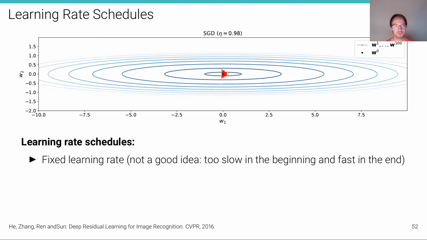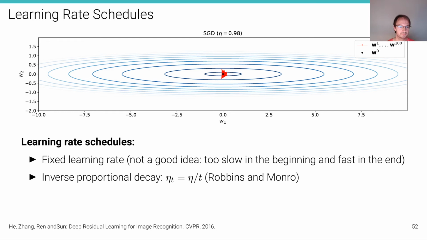Right. So here is the example again, where with a fixed learning rate, even when initializing at the true minimum, we will not stay there, but we will oscillate around. So a fixed learning rate is not a good idea. It's not a good idea because it doesn't converge. It's also not a good idea because it's too slow in the beginning and too fast in the end.